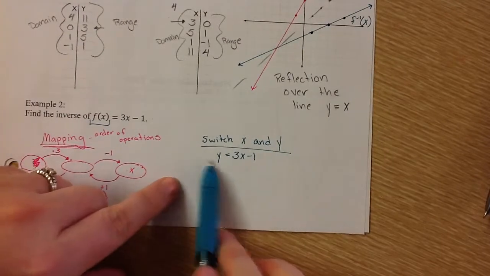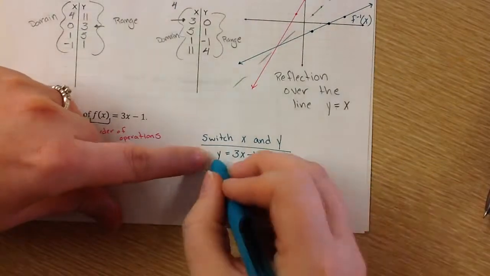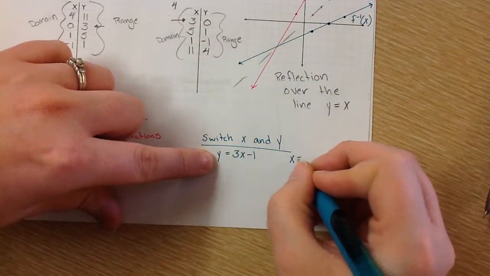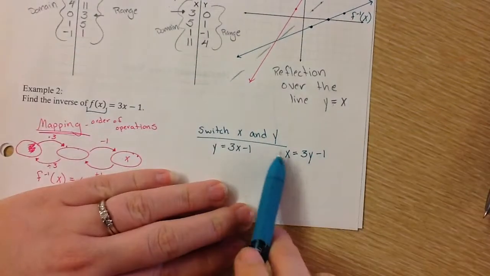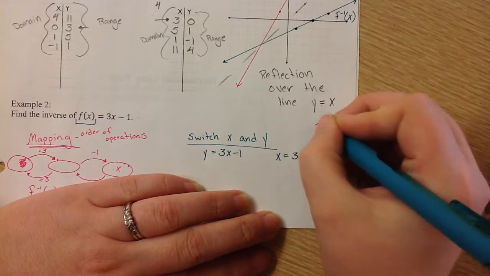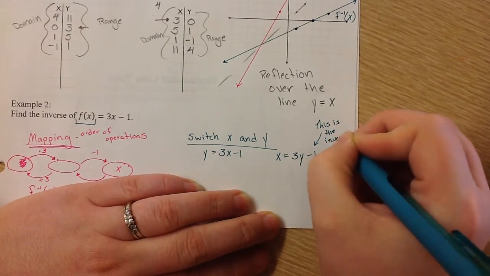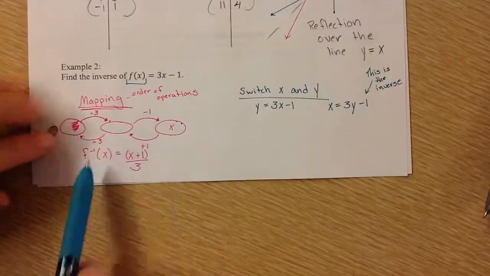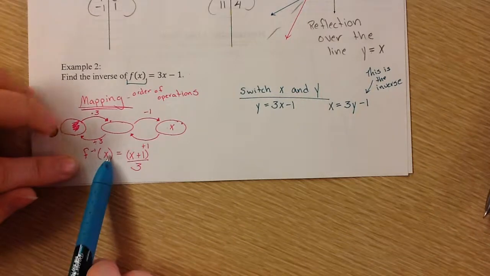So there's my original function. Now I'm going to flip-flop my x's and my y's. So this y becomes an x. This x becomes a y. So now I have successfully, this is in fact the inverse. This is the inverse. Okay, but we want to write it in inverse fashion. In the inverse way, we want to write it as f inverse of x.